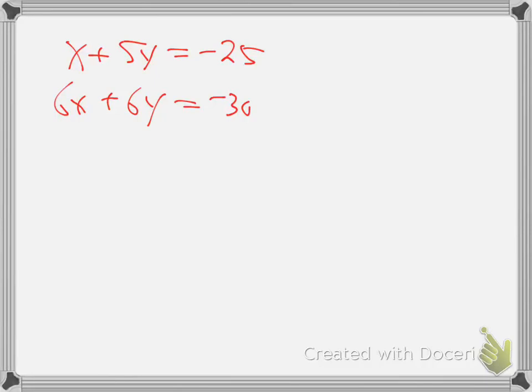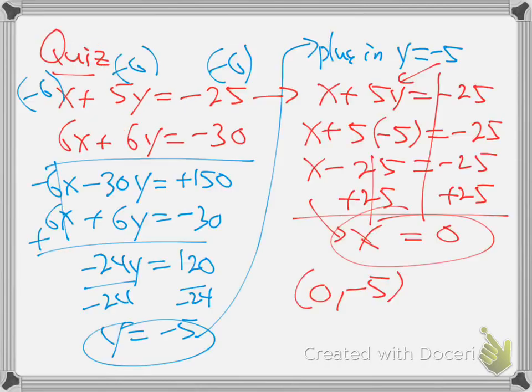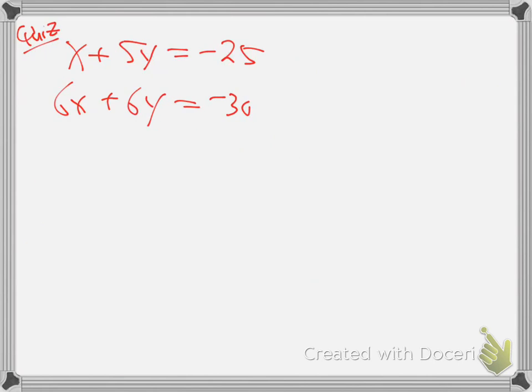What would you do to do this one? Well, if you want to make the y's cancel on this quiz question, we're back here. I showed how to do it with getting the x's to cancel, right? Make that multiply by -6 on the top equation. You want to get the y's to cancel, that's the other way. Either way will work fine.